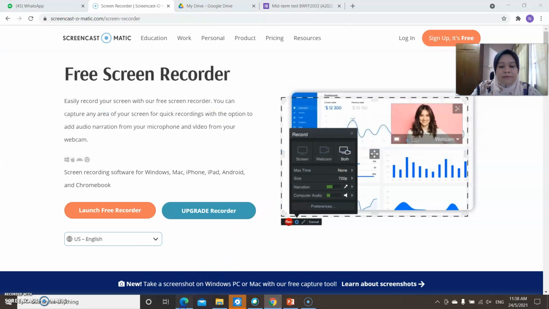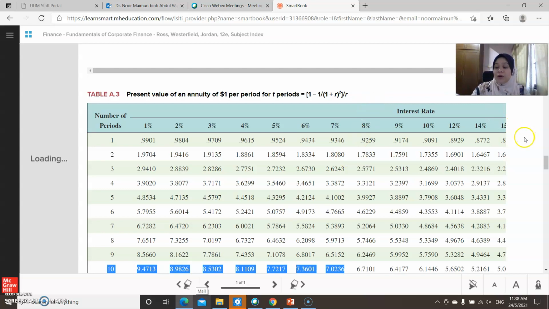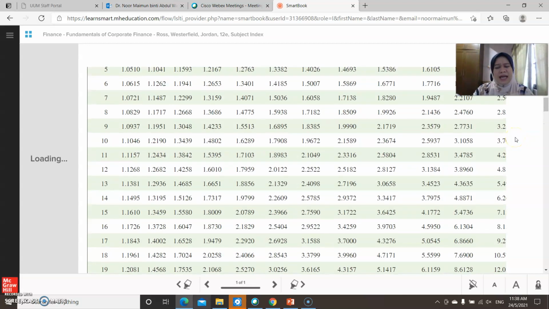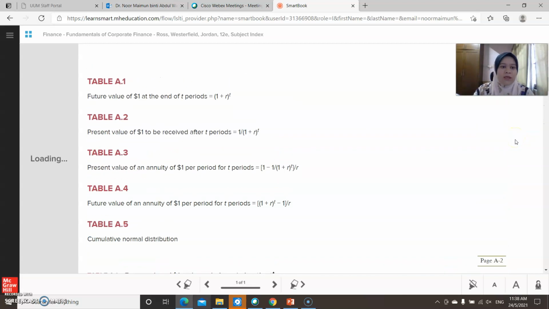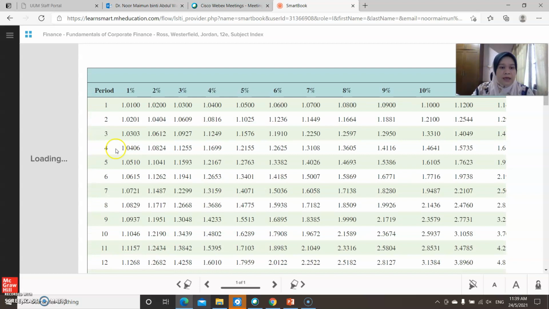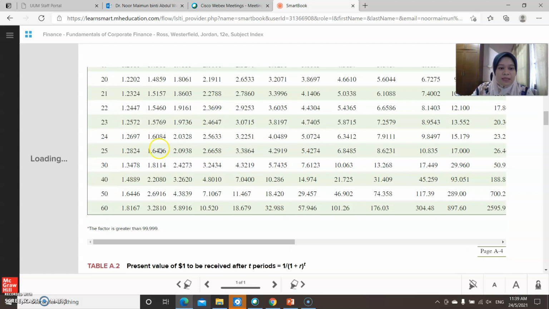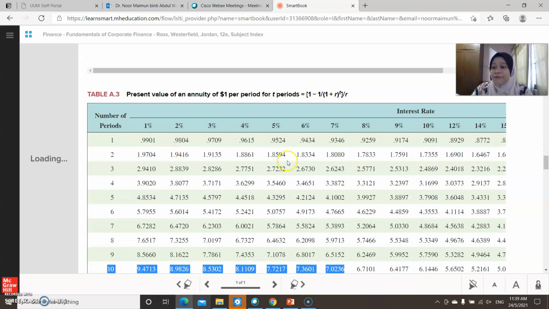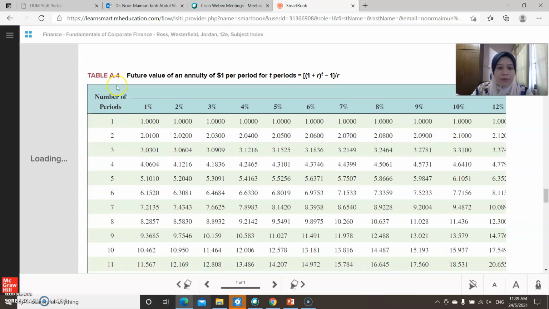Okay, alright, so inside your annuity table, the appendix part, if you have the book, any edition of your book, you open the appendix part. Don't refer to table 8.1. Table 8.1 is for time value of money for lump sum. This is for future value of lump sum. Table 8.2 is present value for lump sum. If you want to refer to the annuity, it is table 8.3 and table 8.4.